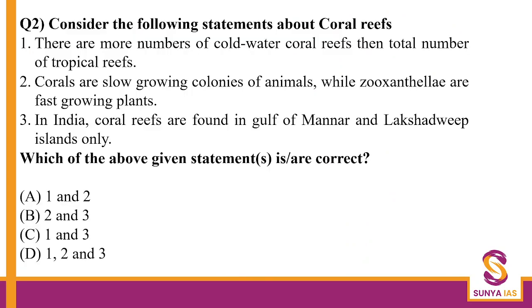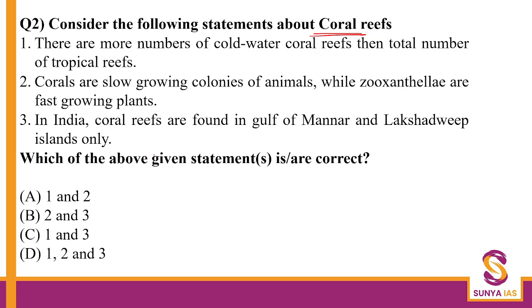Let's go to the next question. Now we have to talk about coral reefs. First of all, what are the statements telling you? One is that there are more cold water corals than the total number of reefs in the tropics. Then the second is coral reefs are slow growing colonies of animals, while zooxanthellae are fast growing plants. Third is in India, the coral reefs are found in Gulf of Mannar and Lakshadweep Islands only.